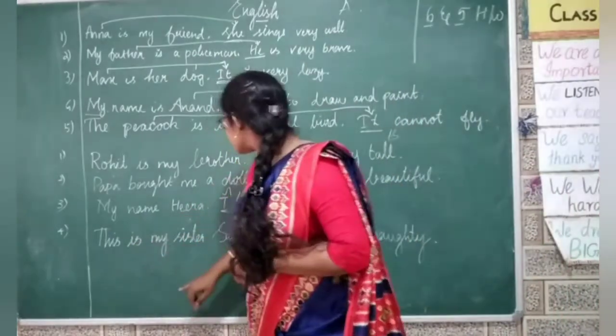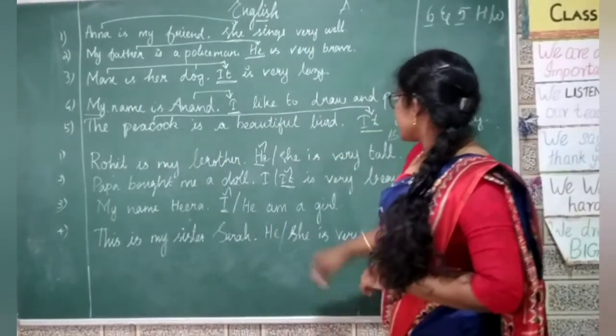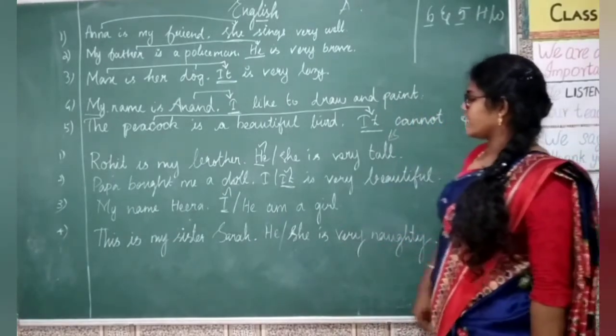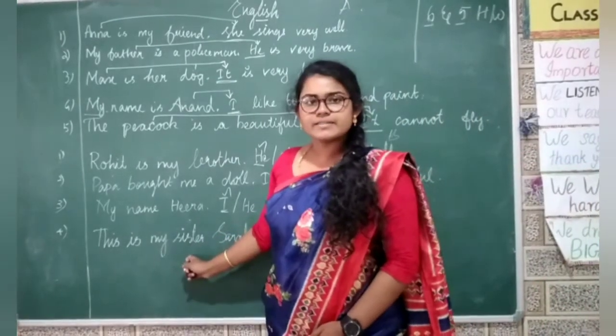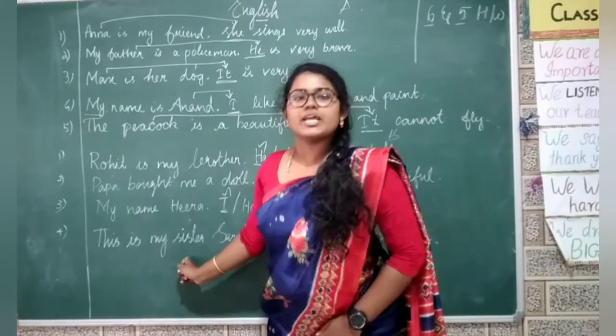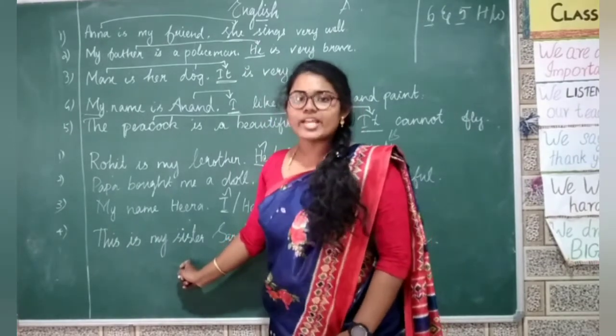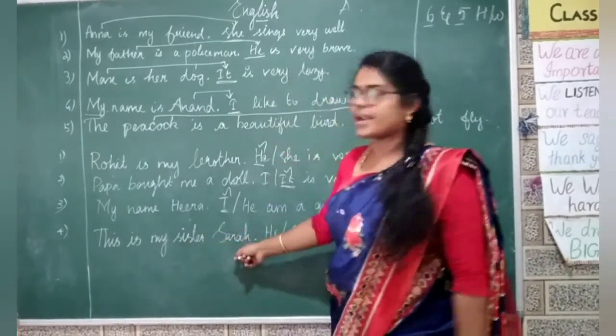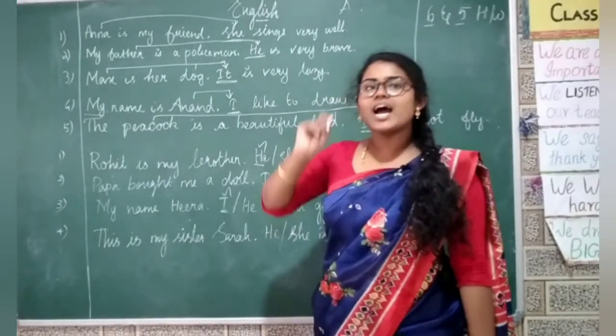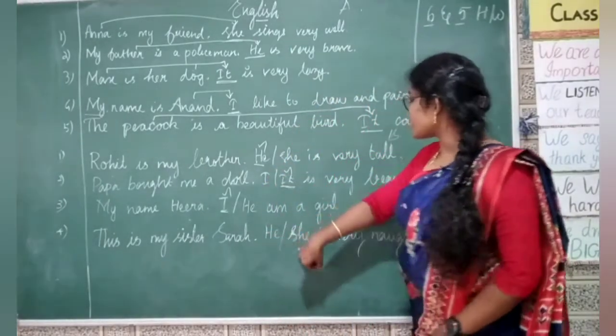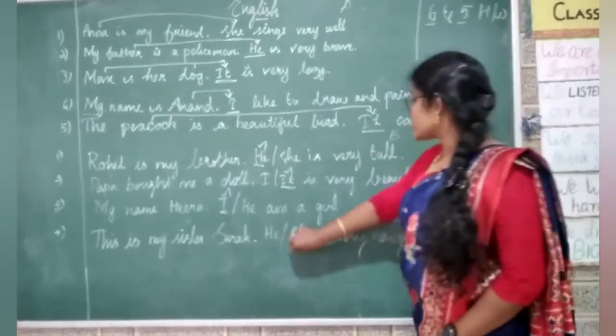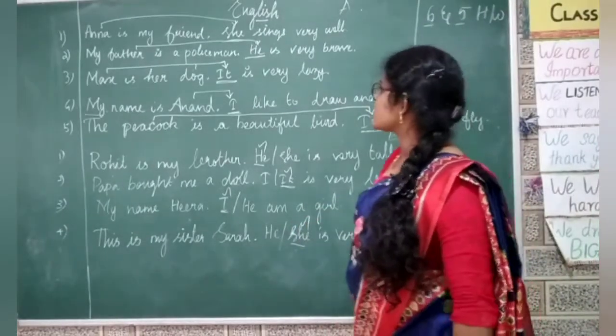Next. This is my sister Sarah. He or she is very naughty. Sister in the sense girl, right? Brother in the sense boy, right? So sister Sarah. So she's a girl. So I have to mention he or she. She. So these are the answers here.